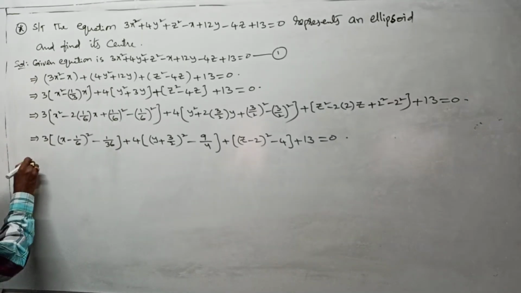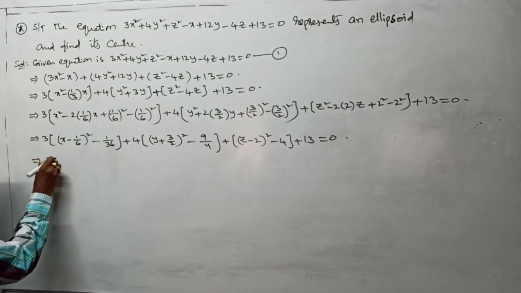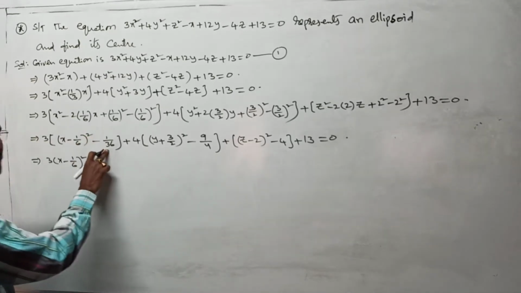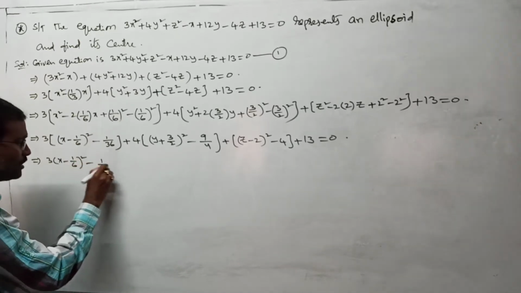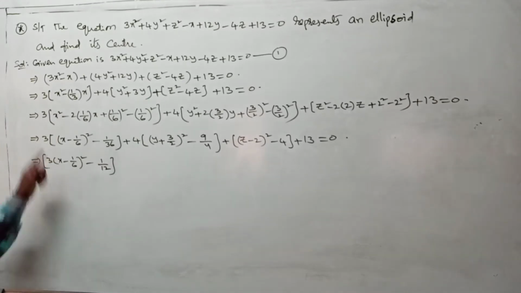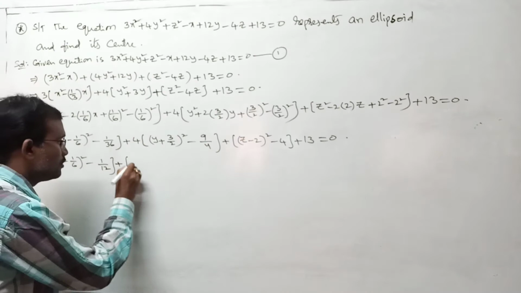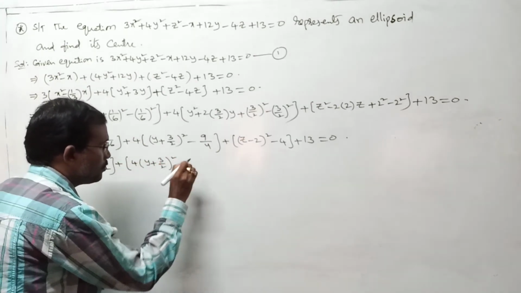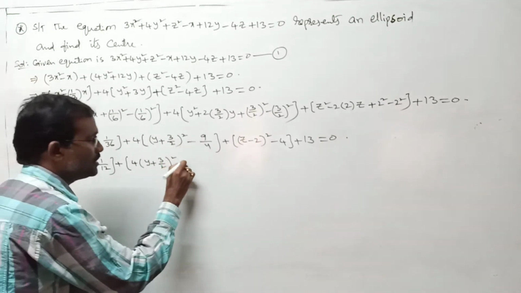Next this I am writing as 3 into x minus 1 by 6 whole square. Now 3 by 36 minus 1 by 12 or not? Clearly I am proceeding like this. I mean 3 I am going to take inside here. Like that 4 also proceed. 4 into y plus 3 by 2 whole square minus, this 4 gets cancelled. Is it 9 or not?